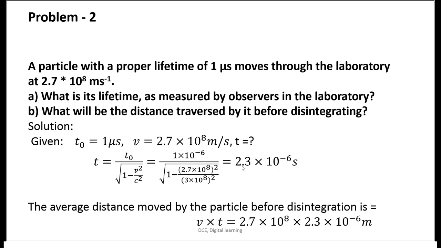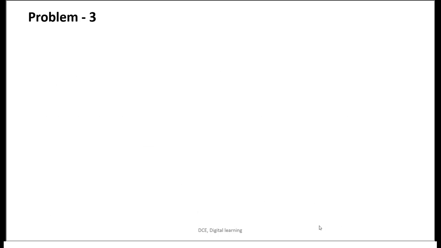The second thing is the average distance moved by the particle before its disintegration, that is, the distance is equal to velocity into time, v × T. Substitute the value of v from here, 2.7 × 10^8 meter per second, into the value of T from here, 2.3 microseconds. Solving this, we get the answer, do it yourself.